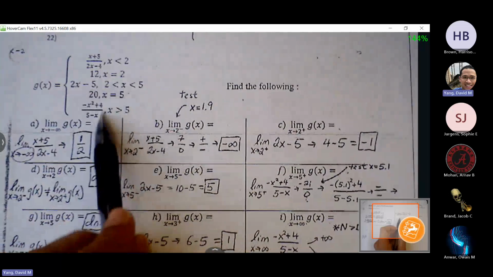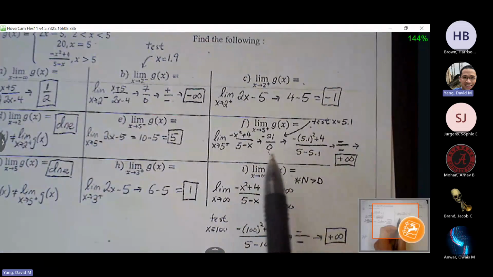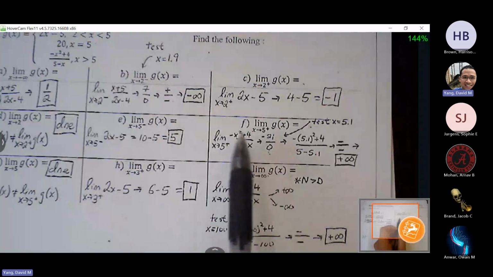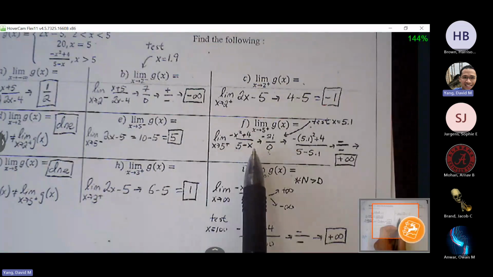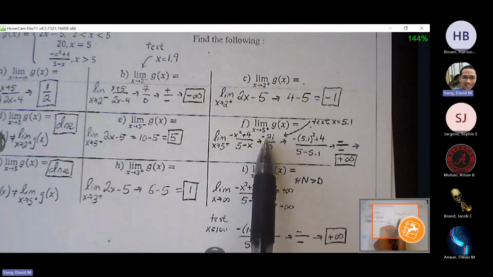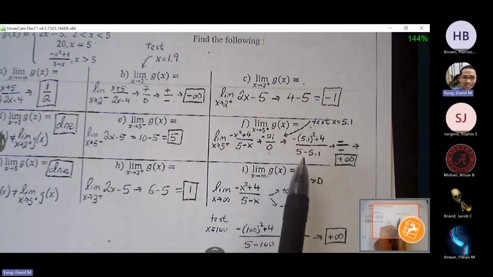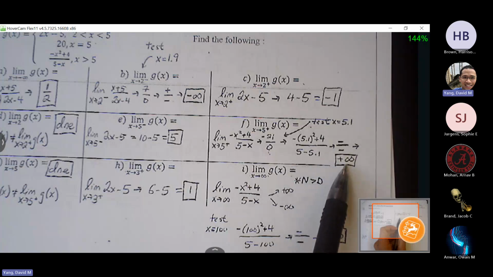Okay, 5 from the right. So 5 from the right, we know that's talking about the last piecewise here. So we do direct substitution, convince ourselves what's going on here. Plug 5, we get negative 21 over 0. So that convinces us that there's a vertical asymptote. Normally the limit doesn't exist, but we're only approaching from the right side of 5. So we're going to be deciding between positive or negative infinity. So plug 5.1. Negative 5.1 squared plus 5, that's going to be a negative. 5 minus 5.1 is also negative, so 2 negatives make it positive.